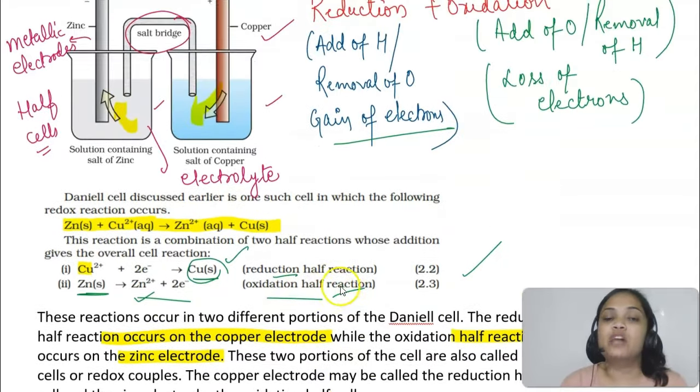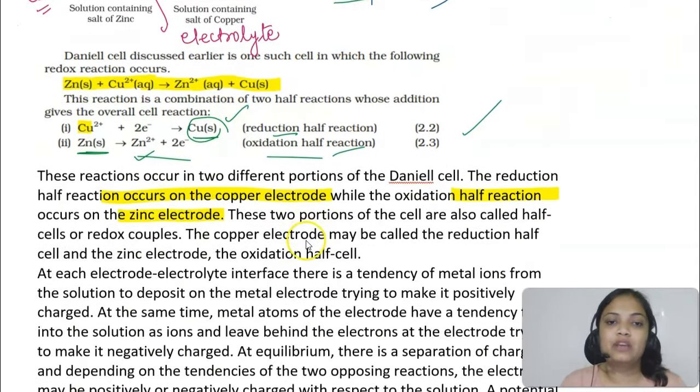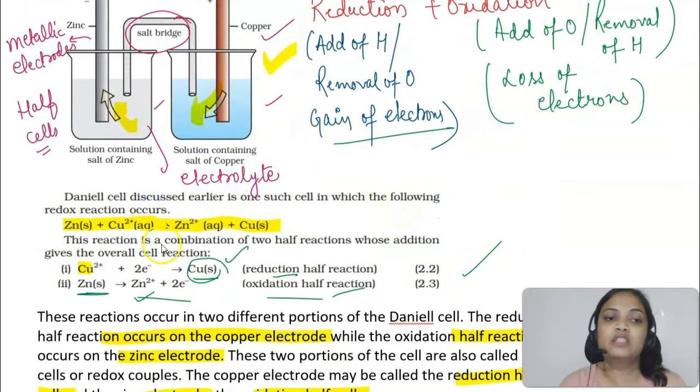Okay, so where reduction is happening, in the copper half cell reduction is happening, so we will call it the reduction half cell, and the zinc electrode we will call the oxidation half cell, because there is oxidation, meaning loss of electrons, happening in that case. In the case of zinc, loss of electrons, and in the case of copper, gain of electrons is happening.